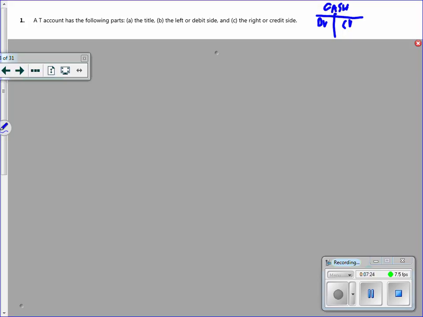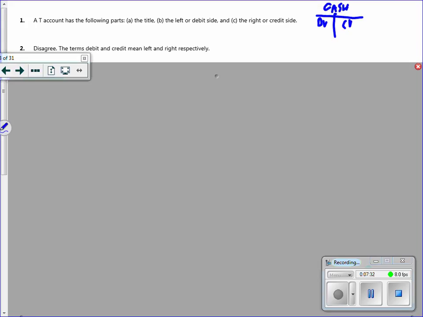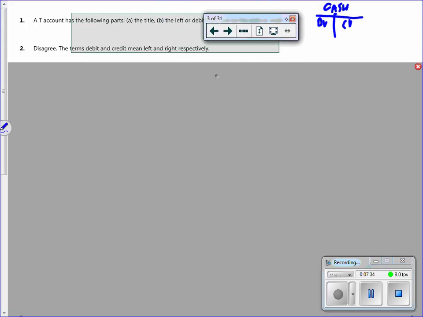Number 2, the terms debit and credit mean increase and decrease respectively. Do you agree? Based on what we just talked about, I hope you wrote the answer is disagree. The terms debit and credit simply mean left and right. You could argue, well, depending on what side of the big T you're on, it may mean that. But just generally speaking, debits and credits do not necessarily mean increase and decrease.